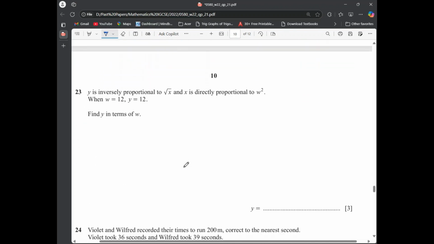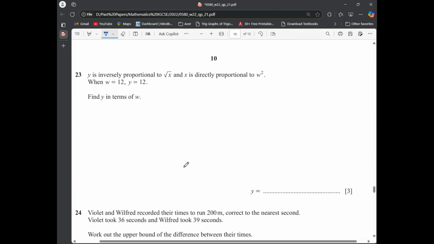Next question, question 23. y is inversely proportional to the square root of x, and x is directly proportional to w squared. When w equals 12, y equals 12. Before we go there, I have two proportionalities here.